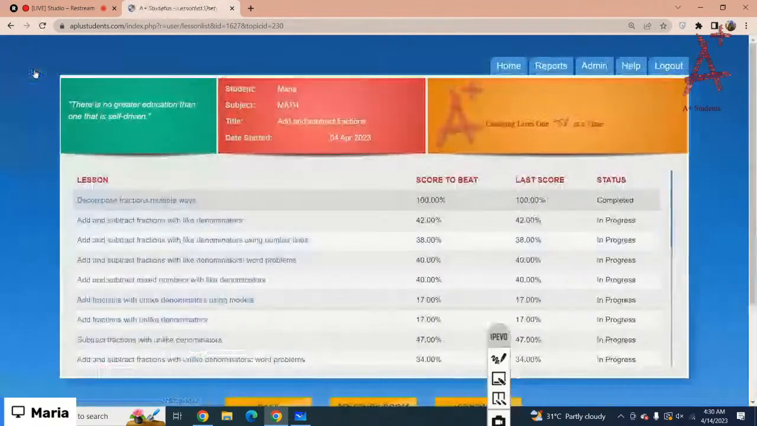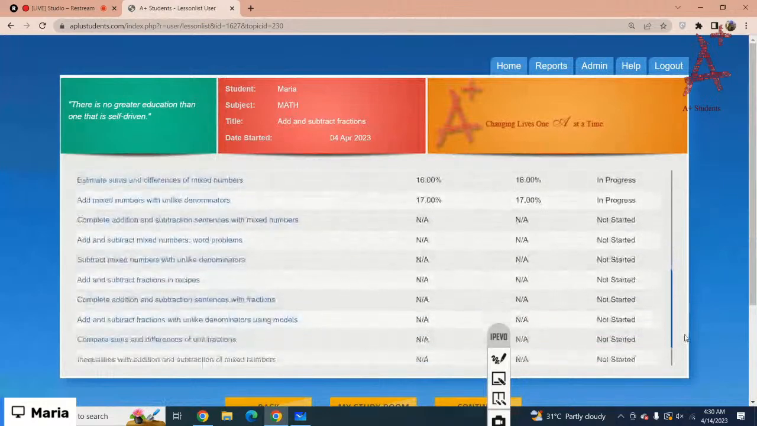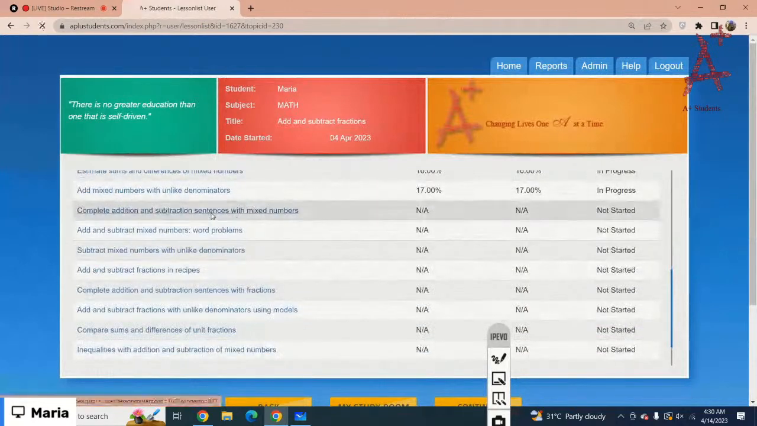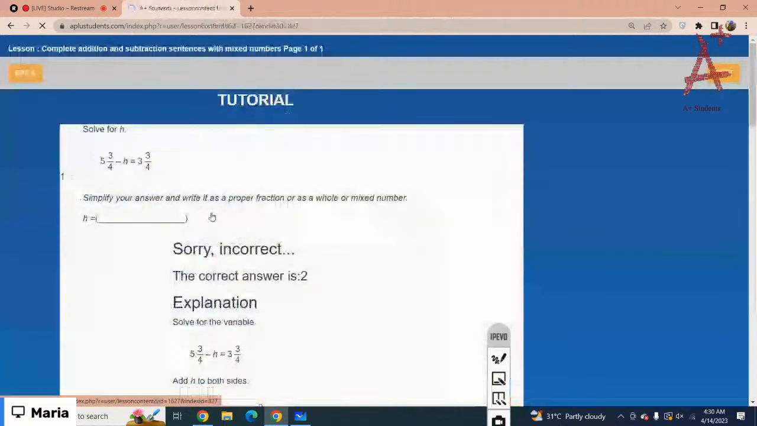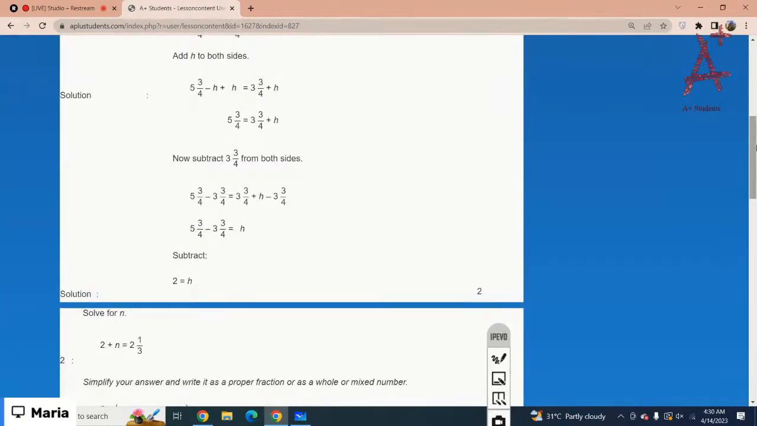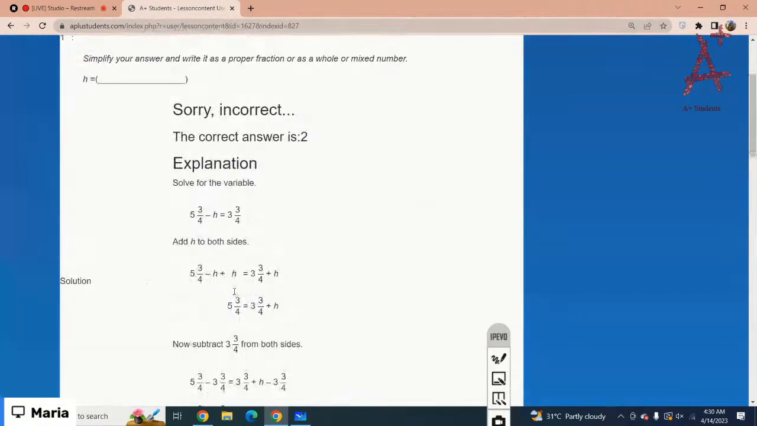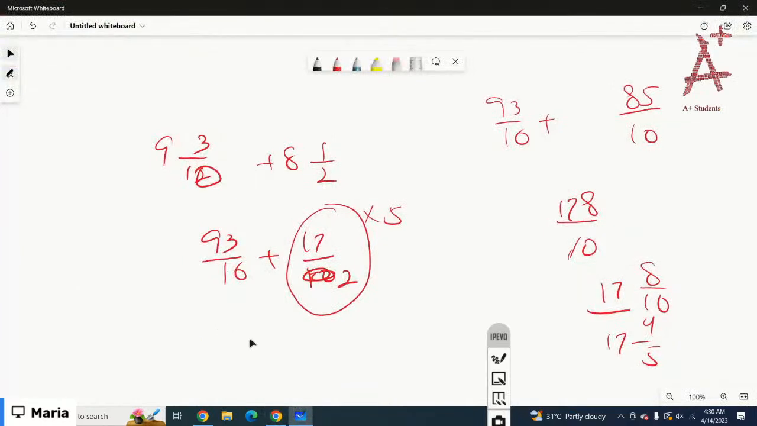And the next lesson is complete addition and subtraction sentences with mixed numbers. Okay, so let's just start with 5 whole 3 over 4 minus h equals 3 whole 3 over 4. So you need to find the missing fraction. Got it? h must be a fraction. So how do we find it? First of all, you have to add h to both sides. Okay, let's just do it on the board.